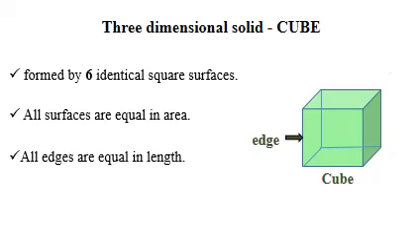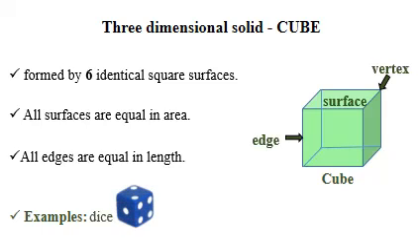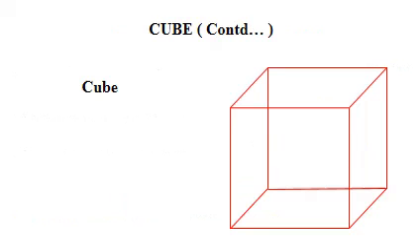Edge, vertex. Vertex is the corner. Surface. This is one of the 6 surfaces of a cube. Let me tell you the examples from the daily life. Dice and ice cubes. So these are the examples of a cube from our daily life.